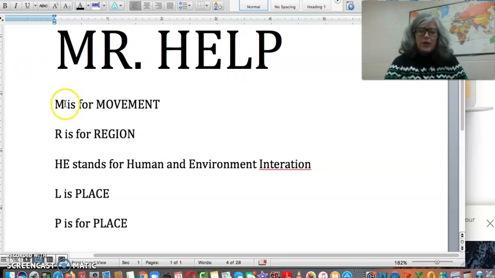And you can see I've broken it down here, what each of the things are, which each of the letters, and in this case there are 2 letters here that go with one situation. I've misspelled that. Let me fix that misspelling. There we go. Anyway, so Mr. Help, the M stands for movement.